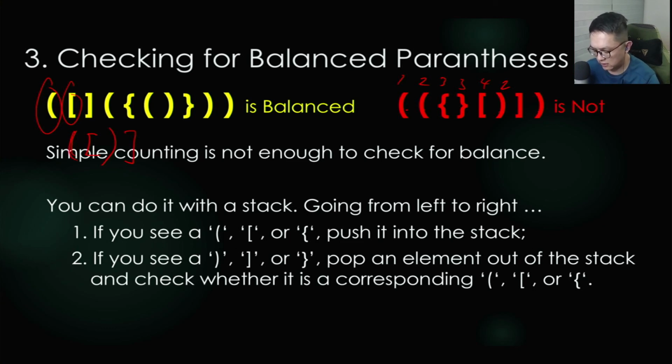So what it means is that if I see any of these open brackets, I will just put it into my stack. Let's say I see an open bracket, so I put it in. The next time I see a closed bracket, I will pop the latest item out. Right now, let's say I see a round closing bracket. I will pop out this one and see whether it forms a pair with the one that I'm checking right now. If it doesn't form a pair, that means it's not a balanced parenthesis. You can just return false.